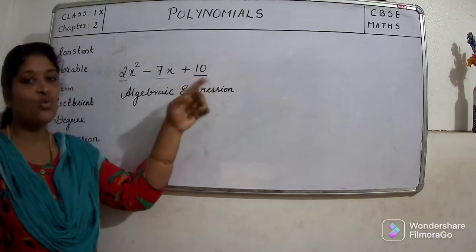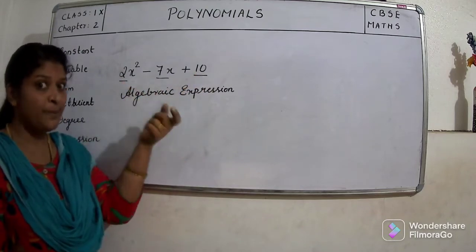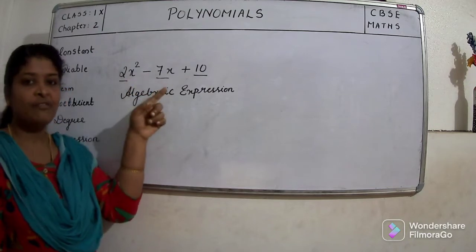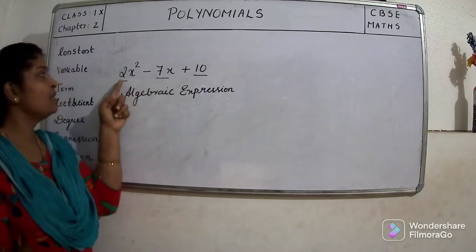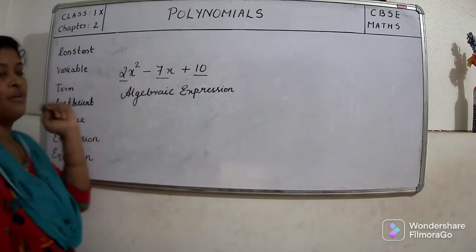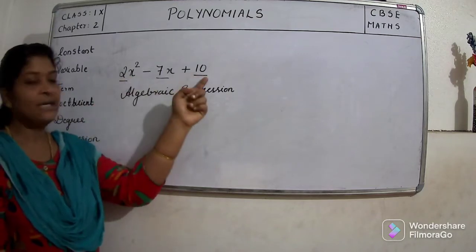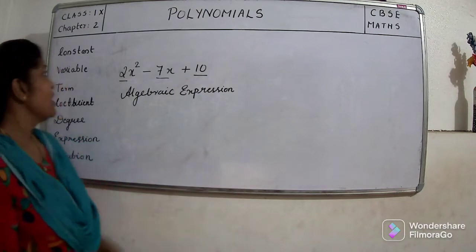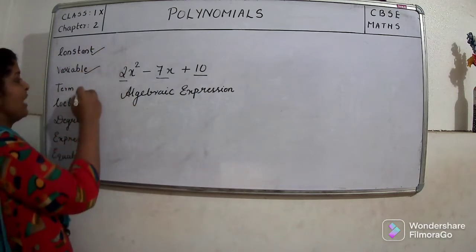Why are we saying 10 is a constant? Because its value will not change, but the other 2 terms depend on this x. Whatever value we substitute for x, according to that this term's value is varying. That's why we say variable. So x is the variable, 10 is the constant. We know what is constant, what is variable and what is a term.